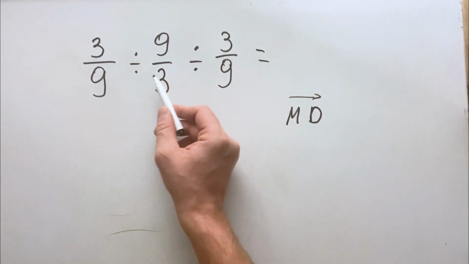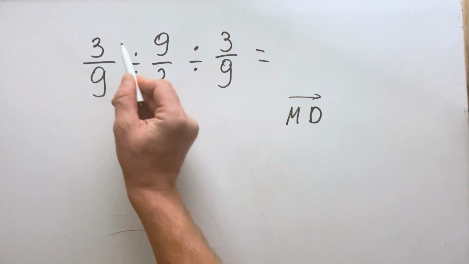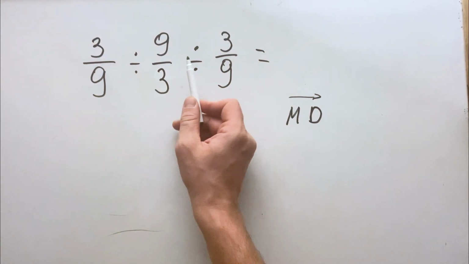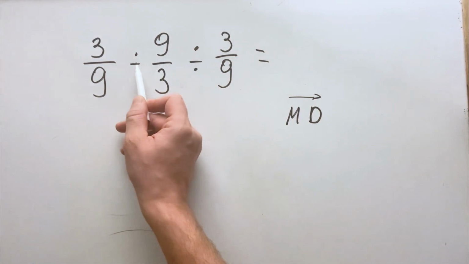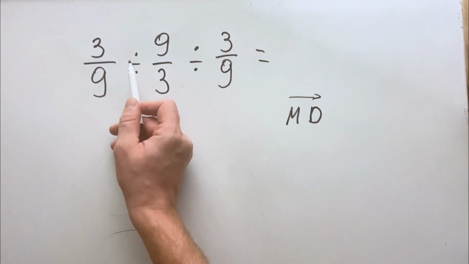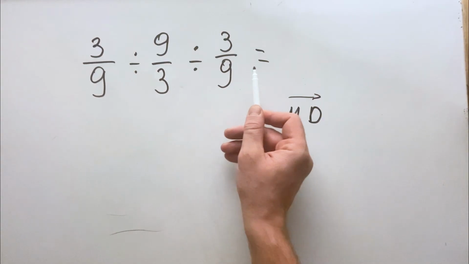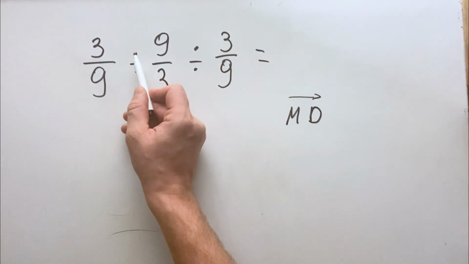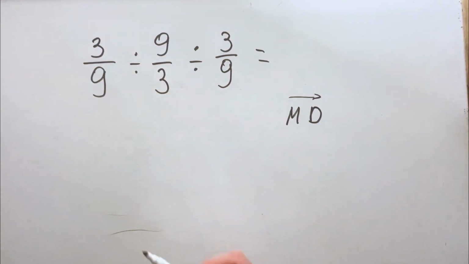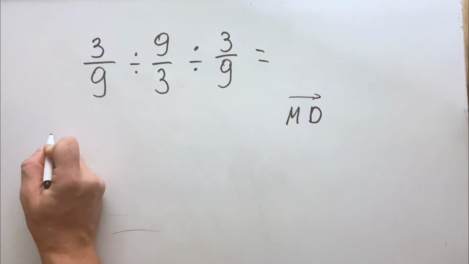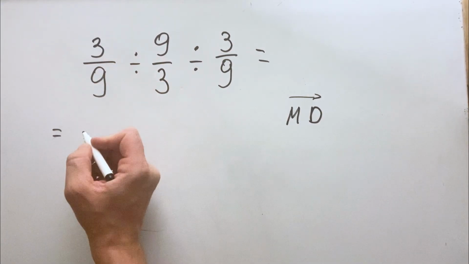This said, even if it's only 2 divisions, we still must do it from left to right. So we should not start with this division and then this one. We must do first the one that's on the left and continue with those consecutive that are to the right. So we'll do this division first, and then this division. Okay, this said, let's start. So I have 3 over 9.